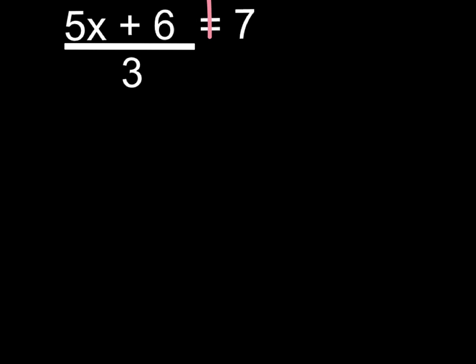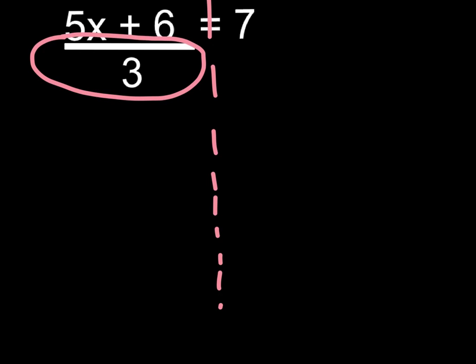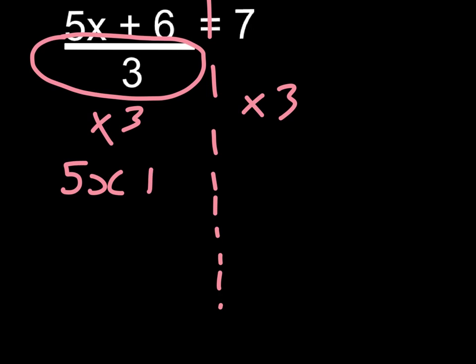Okay, so balancing with fractional, first thing, put your balance line down and remember to do inverse operation. So this means to divide by 3, so the first thing we need to do is times both sides by 3. That'll leave us with 5x plus 6, because that will eliminate the denominator, and then we've got 7 lots of 3, which is 21.